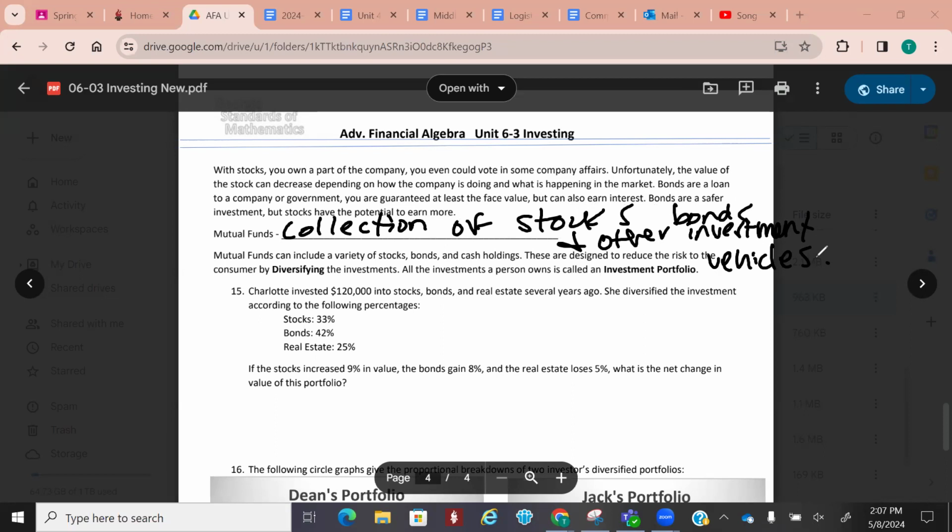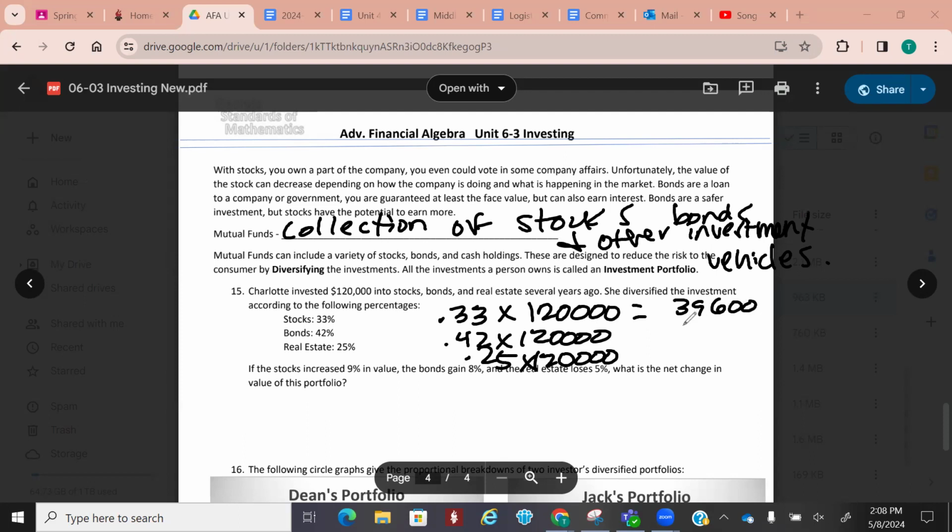So Charlotte invested 120,000 into stocks, bonds, and real estate several years ago. She diversified the investment according to the following percentages: 33% stocks, 42% bonds, real estate is 25%. So if we take 0.33 and multiply it times 120,000, and then take 0.42 and multiply that, and 0.25, this is going to give me 39,600, 50,400, 30,000. Okay, and if you add that up, you get 120,000.